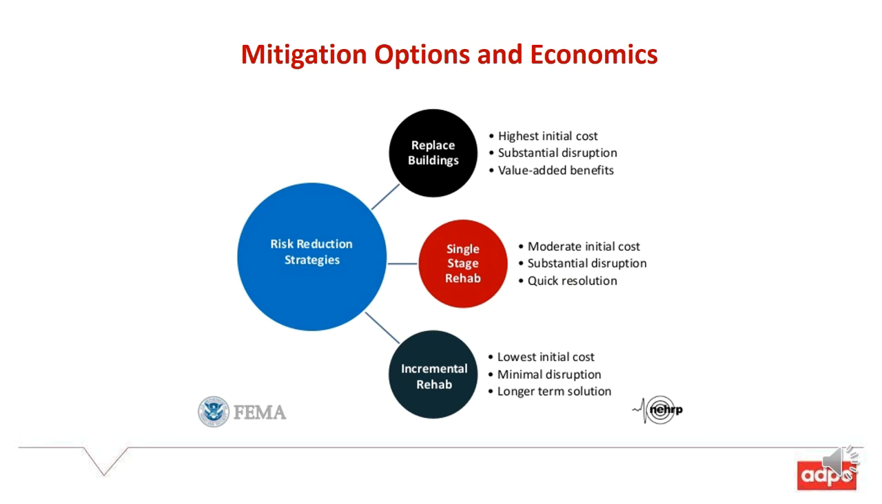Single-stage rehabilitation has a moderate initial cost but substantial disruption and quick resolution. But a more preferred option might be incremental rehabilitation, which has the lowest initial cost, minimal disruption and a longer-term solution.